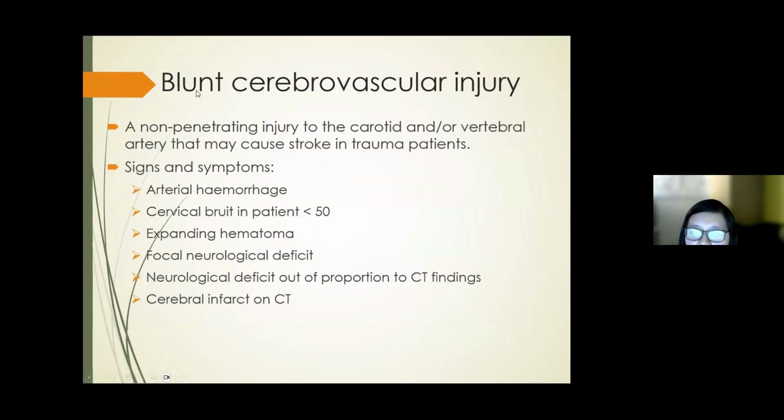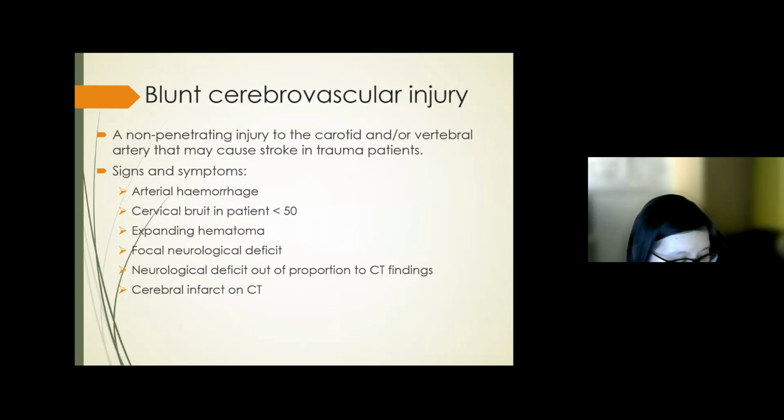Now I will talk a little bit about blunt cerebrovascular injury. It is a non-penetrating injury to the carotid or vertebral artery that may cause stroke in the trauma patient. The signs and symptoms of this kind of patient include arterial hemorrhage, cervical bruit in a patient less than 50 years old in the absence of any arteriosclerotic disease. The patient might have an expanding hematoma, focal neurological deficit, or neurological deficit out of proportion to the CT findings, as well as cerebral infarction.